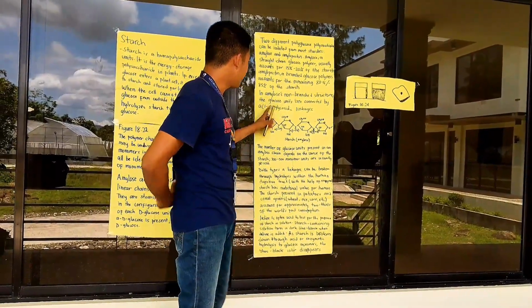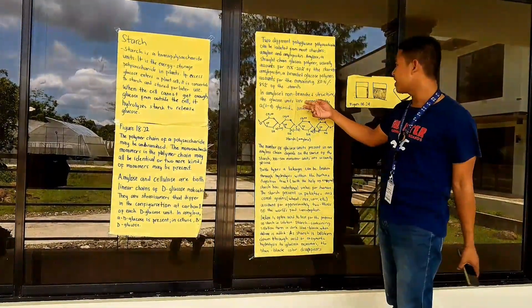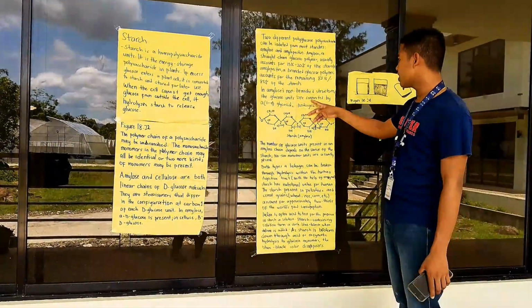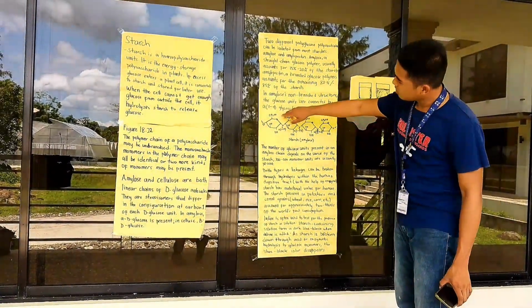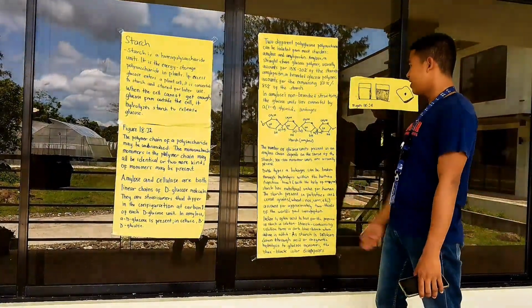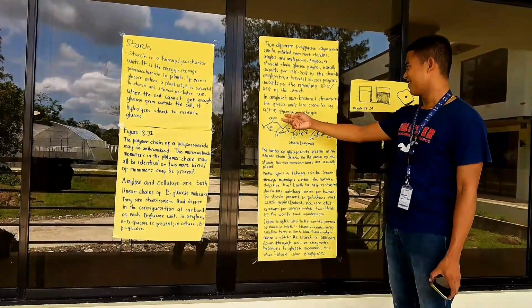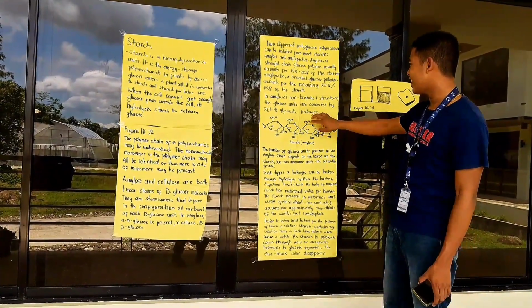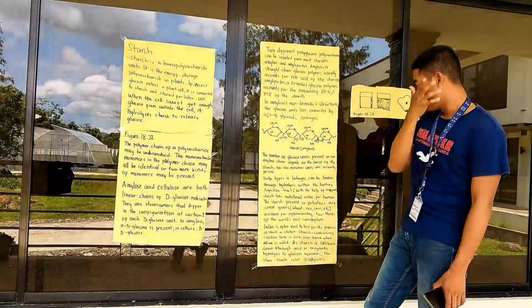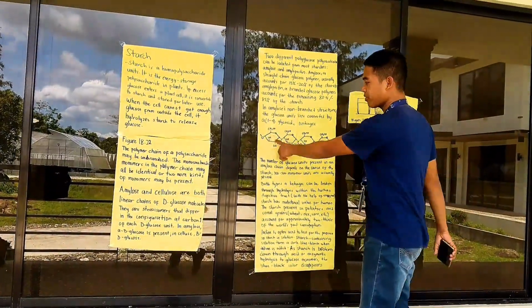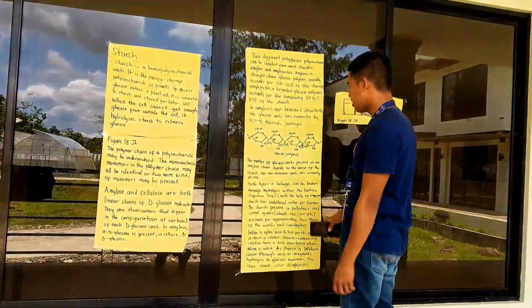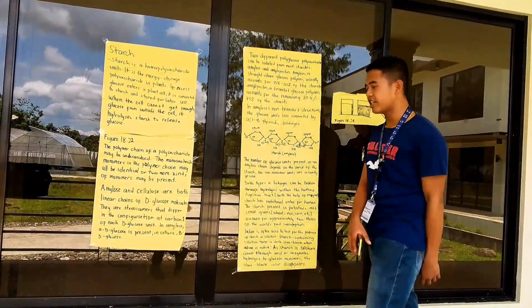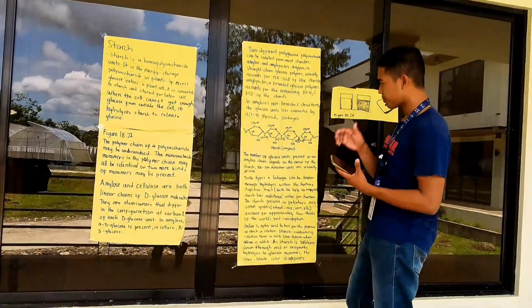In amylose's non-branched structure, the glucose units are connected by alpha 1 to 4 glycosidic linkages. Here is the structural picture, the chemical structure of starch, amylose.